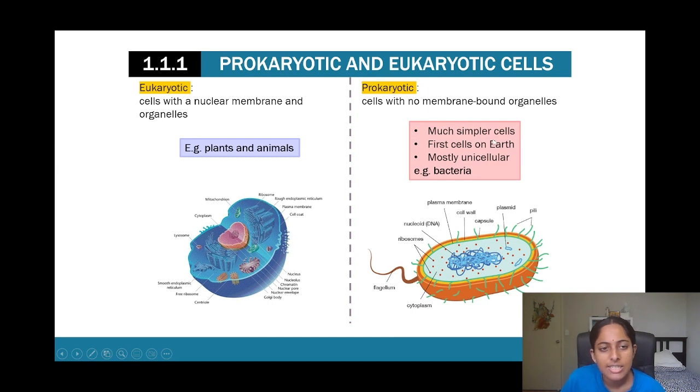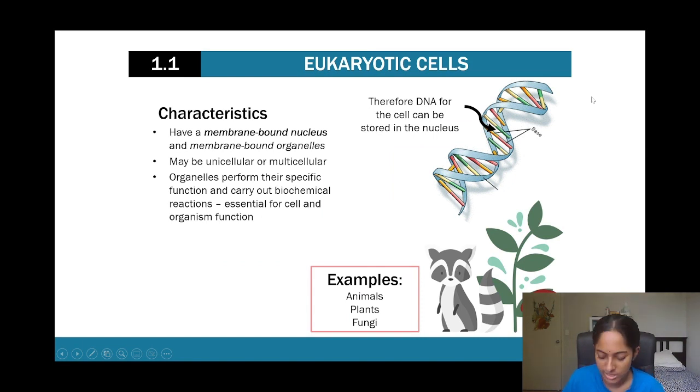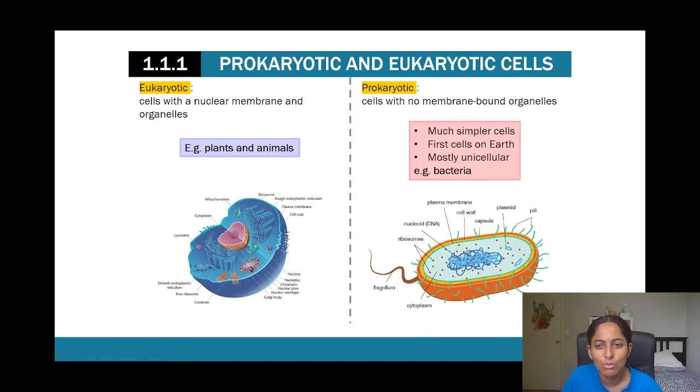One thing to note is that due to the lack of membrane-bound organelles, prokaryotic cells tend to be simpler than eukaryotic cells, and they were actually the first cells on Earth. You can consider cell evolution as going from simple to more complex. That's really how it started. You started off with organisms like bacteria, and then you slowly evolved into multicellular organisms. So it's pretty cool, I guess, the evolution of organisms on Earth.